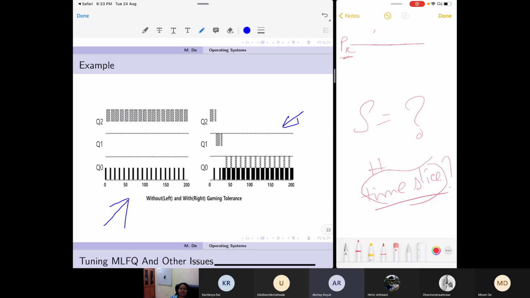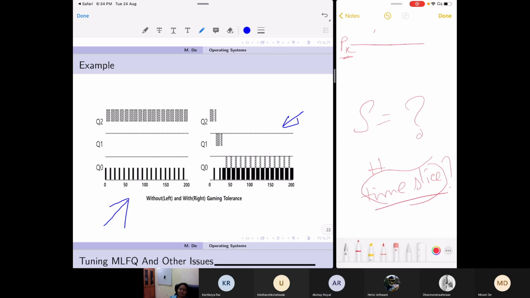Because if S is small, you will anyway move all the jobs to the topmost priority. For the entire time, all the jobs remain in the topmost priority, so all of them use the CPU, but they will be in round robin fashion. In round robin fashion, there is no starvation. Yeah, all of them will get a chance.